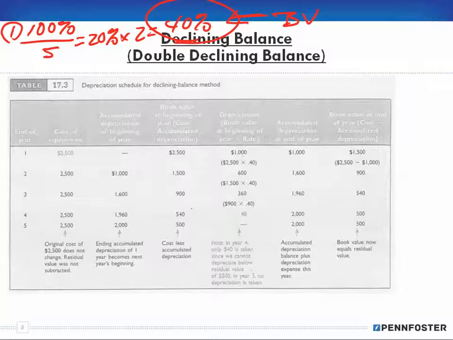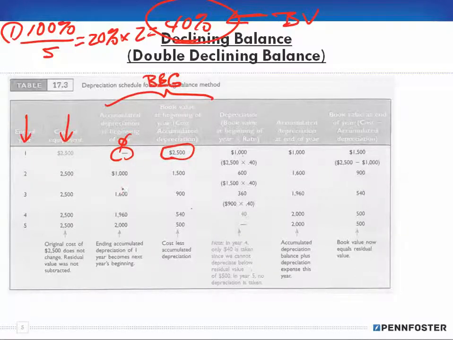Okay, so how does the schedule work? Yes, we have our years here, and yes, we have our cost of equipment. Now remember, these two columns are for the beginning of the year. So at the beginning of the year, my accumulated depreciation is 0, and my book value is 2,500 because that's my purchase price. Now we take our 2,500, the book value from the beginning of the year, and we multiply it by our rate of 40%, and that gives me $1,000 for depreciation expense for the year.